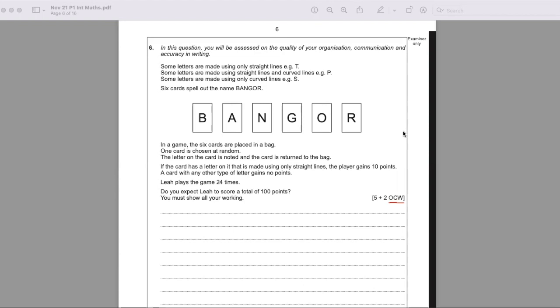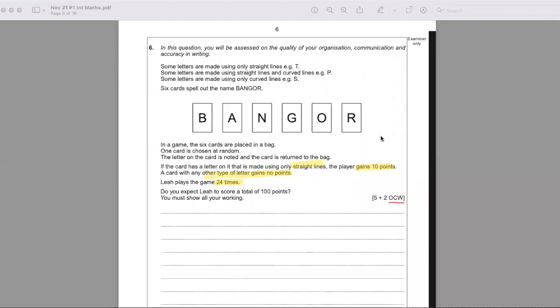Six cards spell out the name Bangor. In a game, the cards are placed in a bag. One card is chosen at random. The letter on the card is noted and the card is returned to the bag. If the card has a letter on it made using only straight lines, the player will gain 10 points. A card with any other type of letter gains no points. Leah played the game 24 times. Do you expect Leah to score a total of 100 points? You must show all your working.